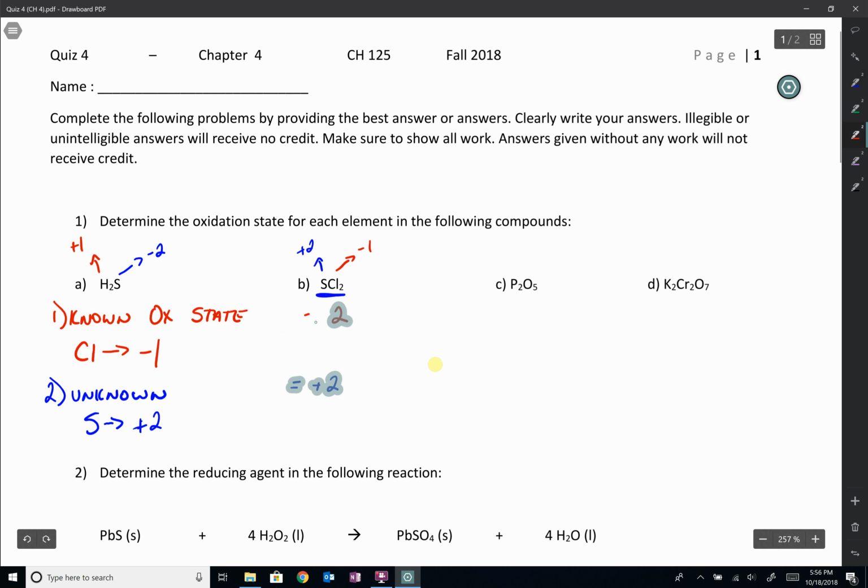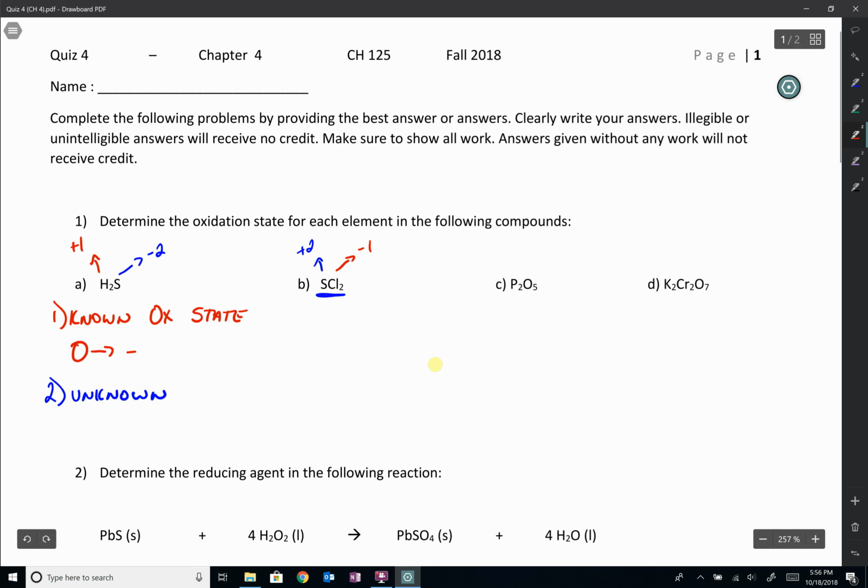Just erasing to move on to problem C. Problem C was actually one we worked in class. It comes from the notes. But that's okay, because we're going to approach it the exact same way. We identify our knowns based off of the rules. Our rules do not cover phosphorus, but they do cover oxygen.